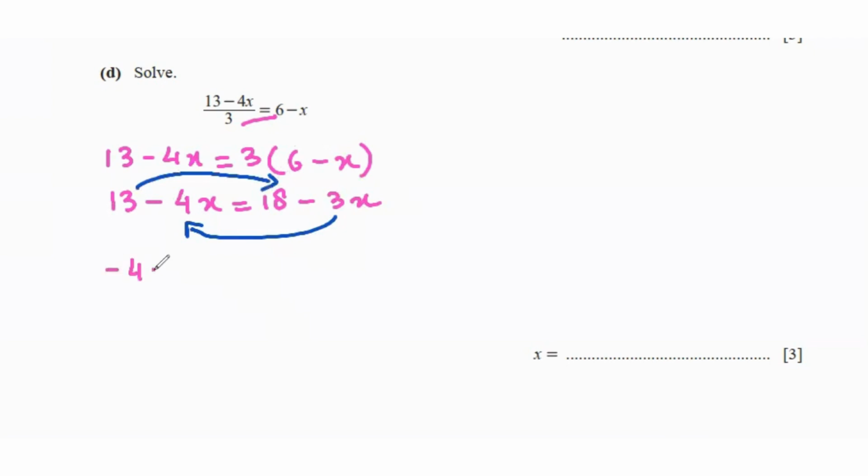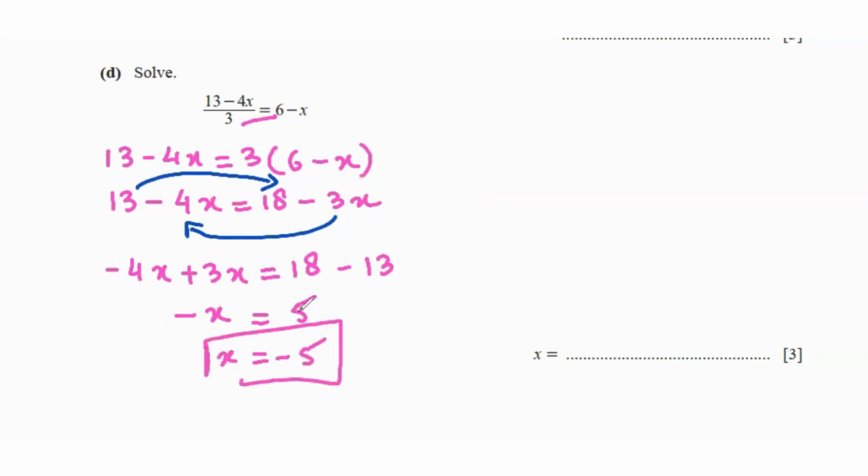So that's going to be negative 4x plus 3x equals 18 minus 13. The reason why negative 3x is positive on the left-hand side is because we switch sides. When you switch sides for any term, its sign changes. So if it's negative, it becomes positive, and if it's positive, it becomes negative, which happened with 13. So negative 4x plus 3x is negative x. 18 minus 13 is 5. X is going to be negative 5.